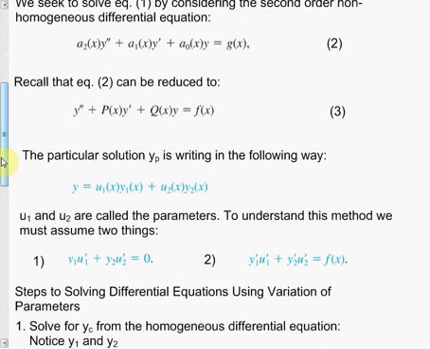What are u sub 1 and u sub 2? We don't know yet. We have to find out what they are. With any problem that has parameters, you have to solve for the parameters. So u sub 1 and u sub 2 are called parameters. To understand this method, we assume two things. We assume two crazy things, but it works.